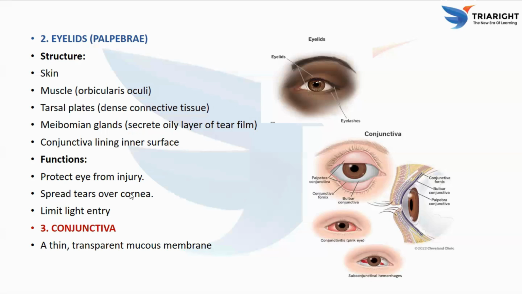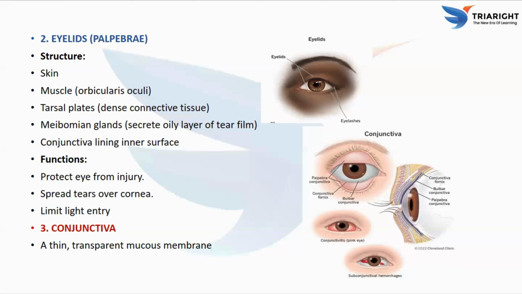Protecting the eye from injury. The eyelid protects the eye from injury, dust and insects entering the eye. And also it helps in spreading the tears. With each blink it spreads tears evenly over the cornea, keeping it moist and clear. It also helps in limiting the light entry, as partially closed lids reduce the light entering the eye.